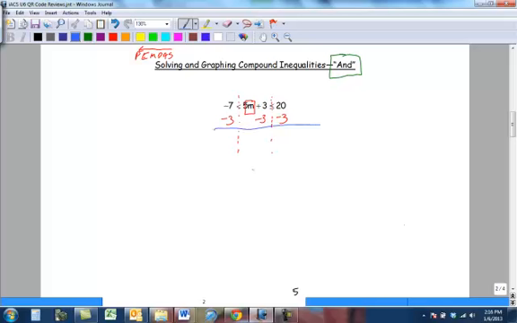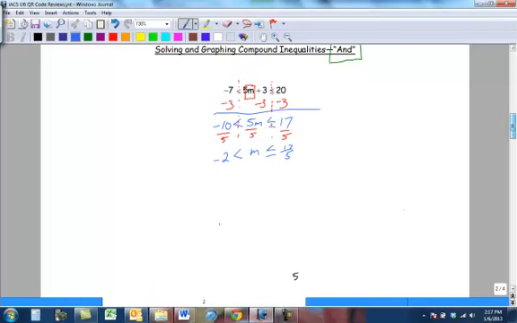And we're left with -10 less than 5m less than or equal to 17. All right, so we're still getting m by itself, so now we got to get rid of the 5 by dividing by 5 on all three sides. And we're left with -10 divided by 5 is -2 less than m less than or equal to 17/5. Now 17/5 does not divide nicely, so just leave it as a fraction. You could go and make it a decimal if you like, or just leave it as 17/5.